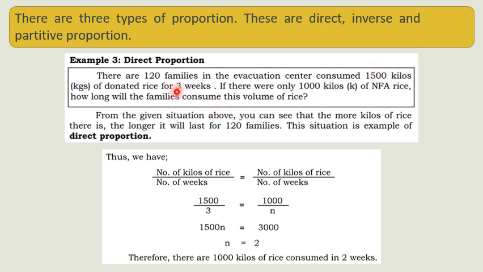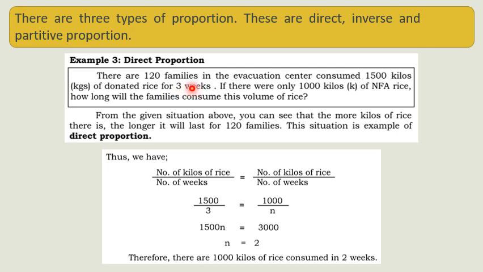So, pag 1,500, 3 linggo. So, pag 1,000, ilan daw siya? So, ito po ay, pag sinabi kasi natin direct, kapag yung isang variable ay tumaas, tataas din siya. Tulad dito, 1,500 sa 3 linggo. Eh, bumaba yung kilo ng rice, 1,000 na lang siya. So, ano mangyayari sa tagal nung mako-consume yung bigas?